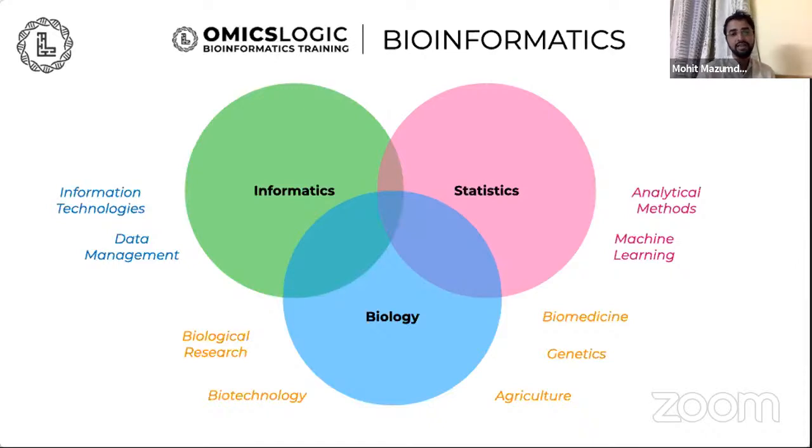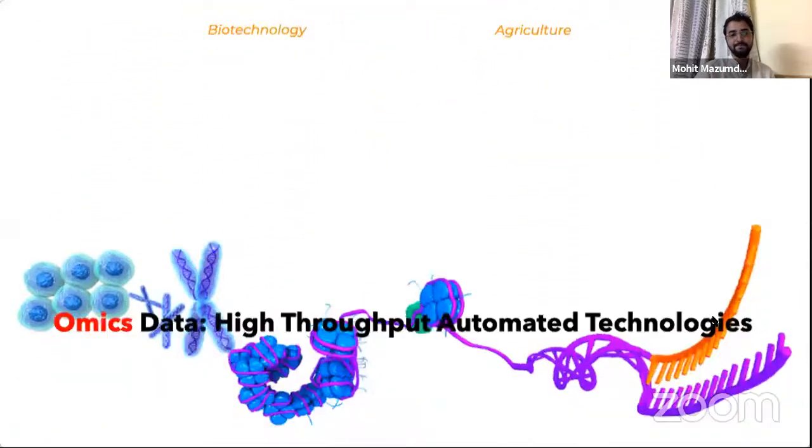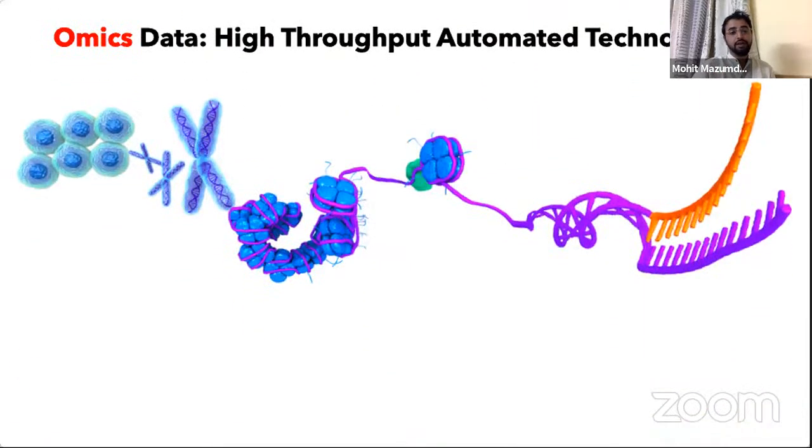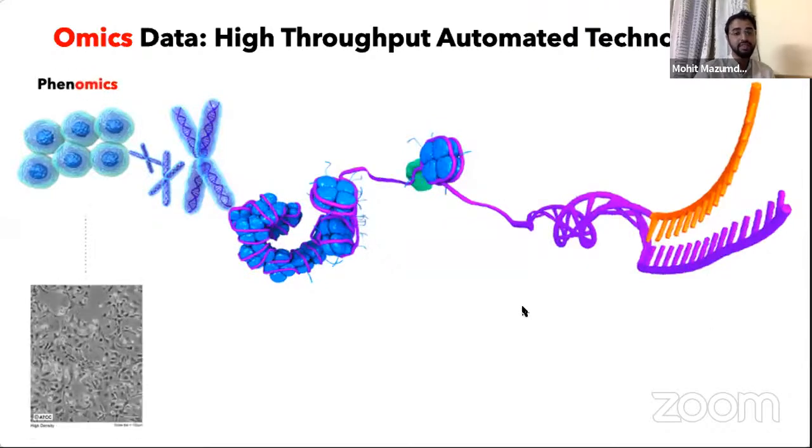So what is bioinformatics? I think it's a convergence of biology and data where both are equally important. So we've been talking about data, so let's understand some of the data types, some of the genetic data types, omics data types.